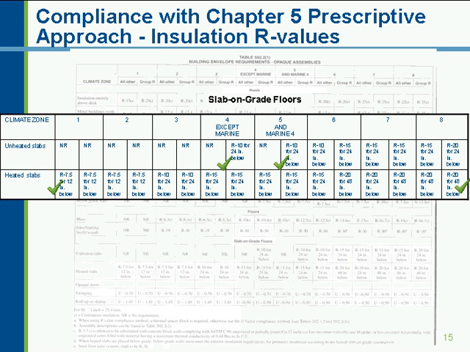But again, the slab edge insulation must cover the face of the slab, and then either run horizontally underneath the slab or run straight down, or you can actually install it horizontally away from the slab edge. So you have a few different ways of installing the slab-on-grade foundation insulation.